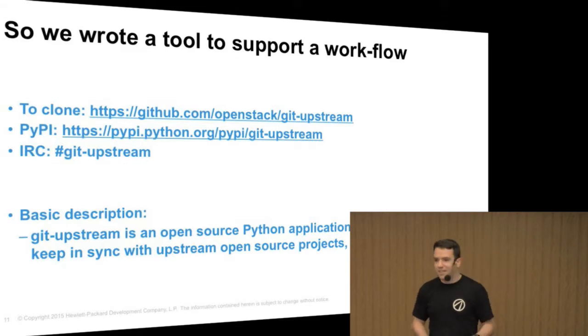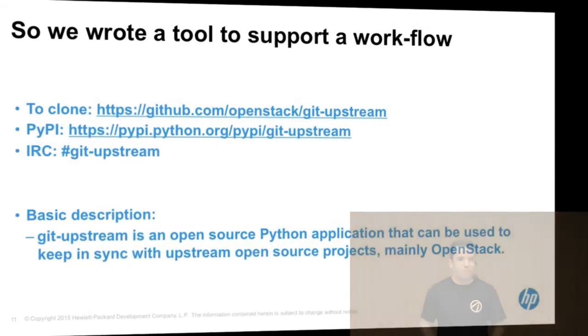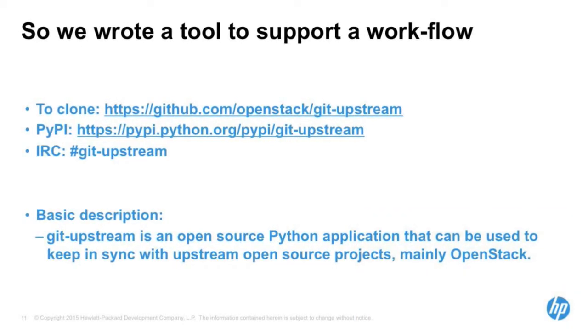So there are the links to how you can clone it. If you want to install it from PyPI, it's just pip install git-upstream, and there is an IRC channel. The basic description up on PyPI is missing one little hint. This is really tailored to working with Gerrit. At the moment it could work with any Git project, but it's focused on using the Gerrit workflow from OpenStack. So that's why it's mainly targeted at OpenStack for the moment.